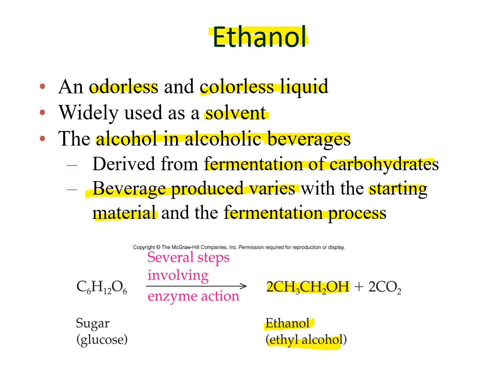So the most typical way in which it is produced is from the sugar glucose, C6H12O6. As I said, several steps will be there, several reactions, and an enzyme is also usually present to convert it into ethanol. This process is called fermentation.